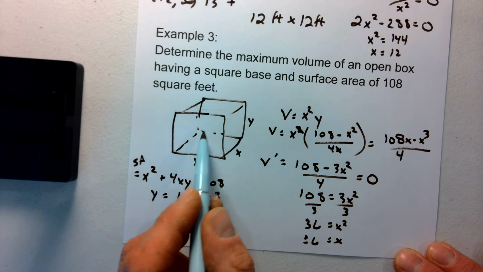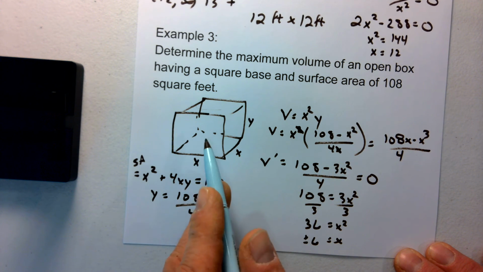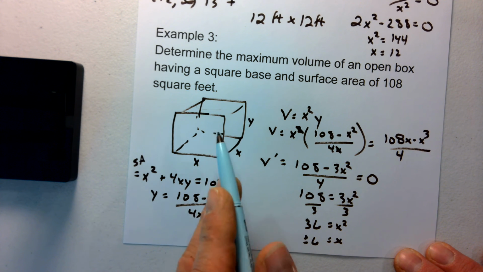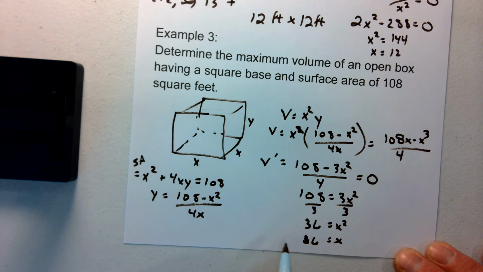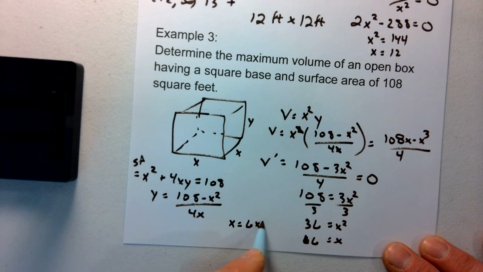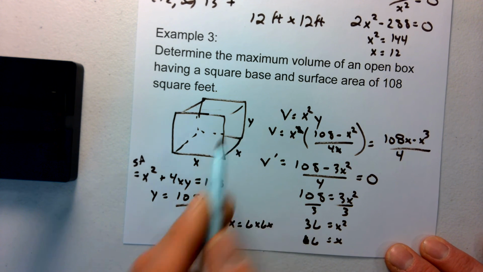But again, x is a side length of a rectangular prism. Can't get the words out there. So we know it's got to be the positive value of 6. So if x is 6, again, we could test it. I'm not going to. I showed you that before. We could do that if you need to. But x is going to be 6. So it's going to be 6 by 6 by my y value.